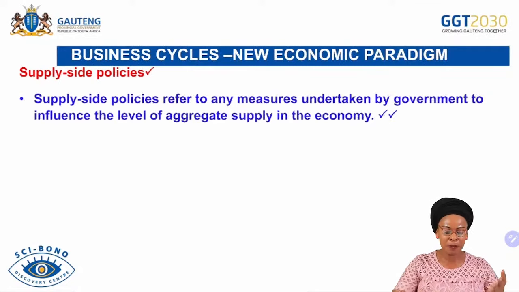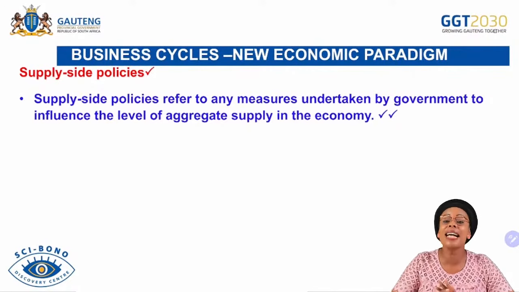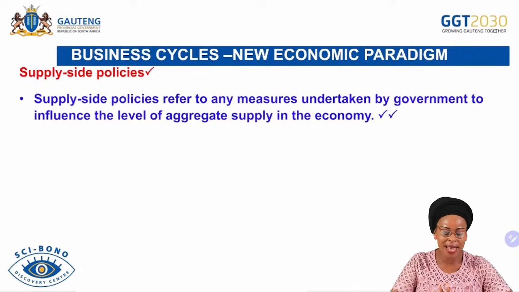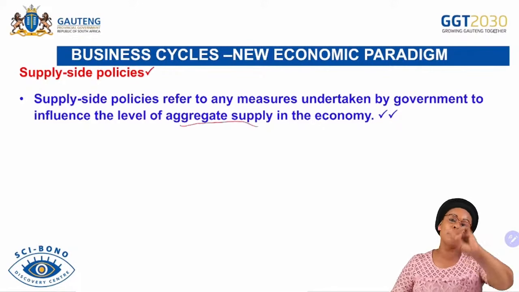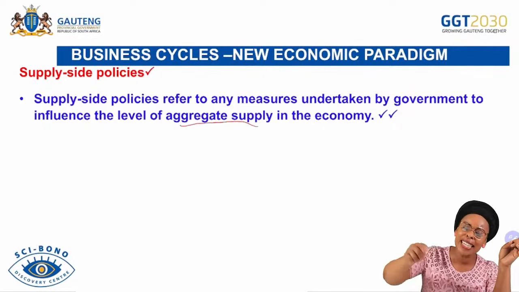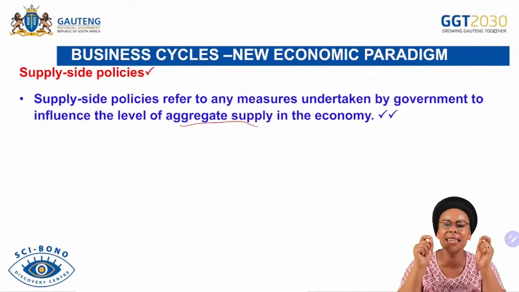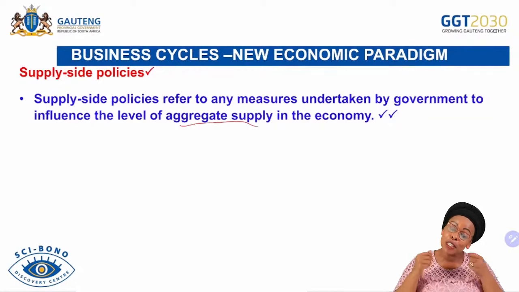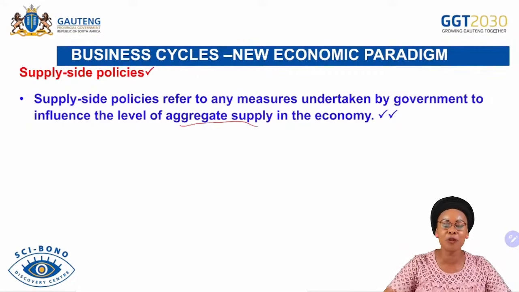Then for just writing supply side policy, you get another mark. Supply side policy refers to any measure undertaken by the government to influence the level of aggregate supply. Remember, with demand side policy, the aim is to increase what? Aggregate demand, to increase aggregate spending. But the aim of supply side policy is to do what? To increase supply so that inflation is not a problem.